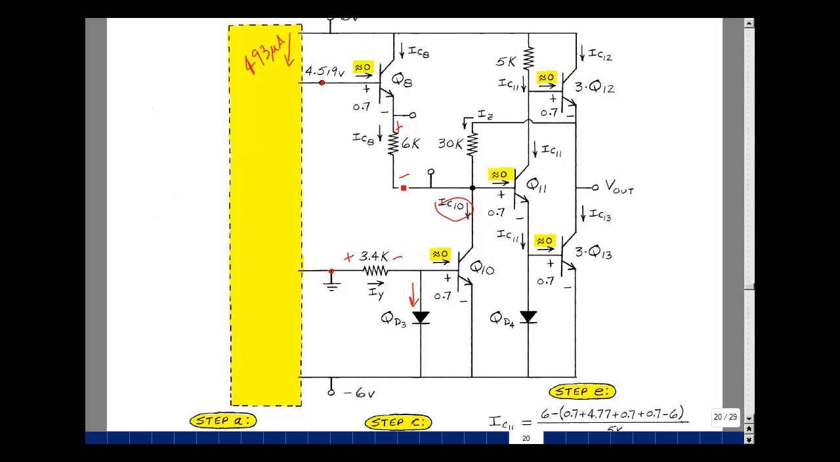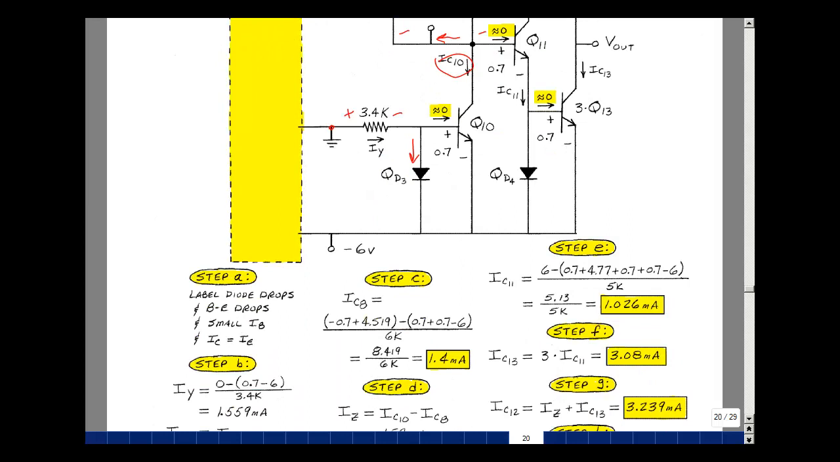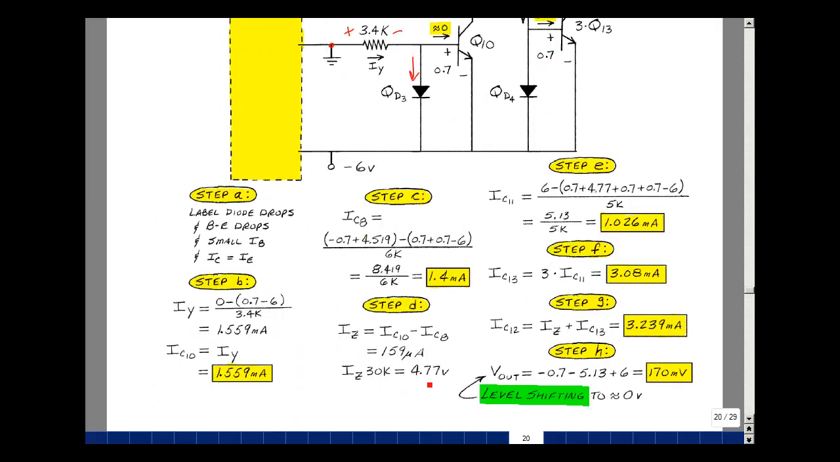Now we know transistor 10 and transistor 8, so we can solve for I sub Z. I sub Z is equal to I sub C10 plus the current in this direction, which is minus IC8, plus 0. 1.559 milliamps, and subtracting from that 1.4 milliamps for I sub C8, we get 159 microamps. That's the current that's flowing in this resistor here, and the drop across it would then be 159 microamps times 30K. That would be 4.77 volts. It's on the bottom of the page here, the difference of those two currents and then multiplying that by 30K.